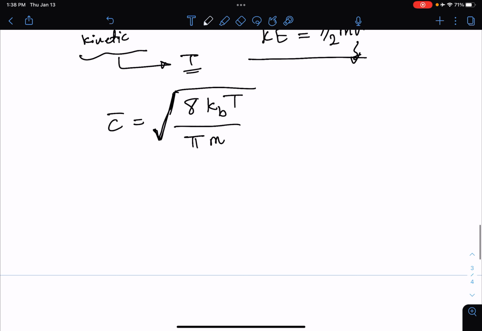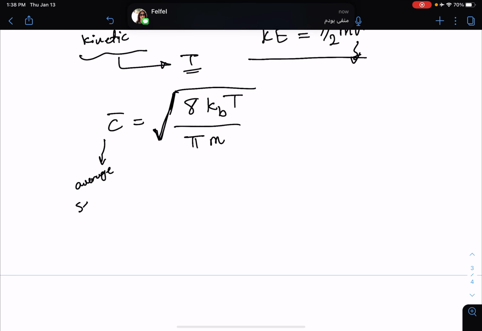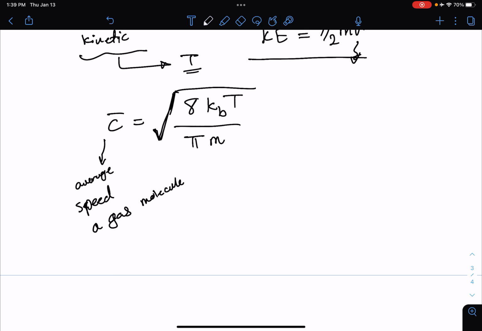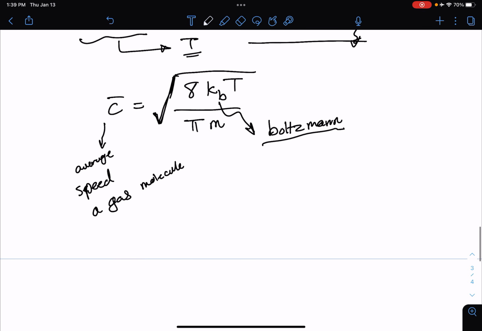Is that the speed? That's the speed. That's the average speed of a gas molecule. And this is a constant called the Boltzmann constant. Boltzmann is a very important scientist when it comes to molecular level analysis, and a lot of his ideas are actually used here.